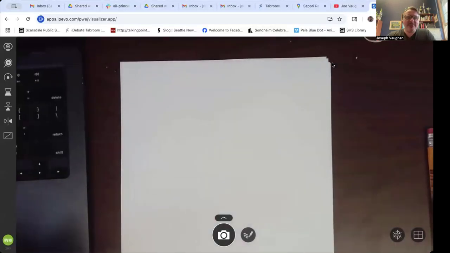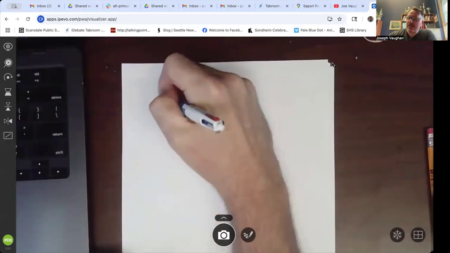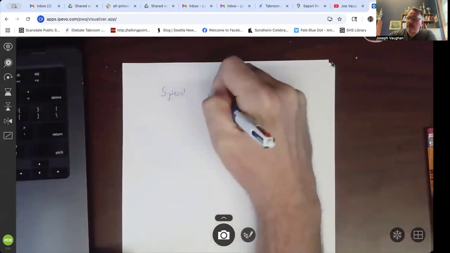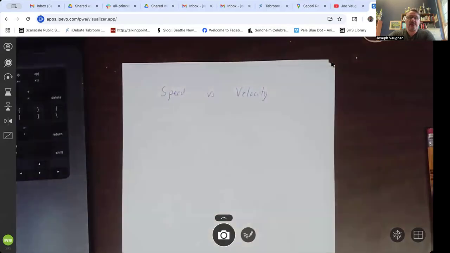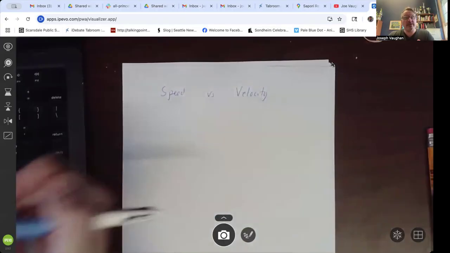So, what we're going to talk about today is the next step in our description of motion in our kinematics unit. And what we want to talk about is the concept of speed versus velocity. Because a lot of people think that these are exact synonyms of one another and they use them interchangeably. Now we know that they're both measured in the same units.